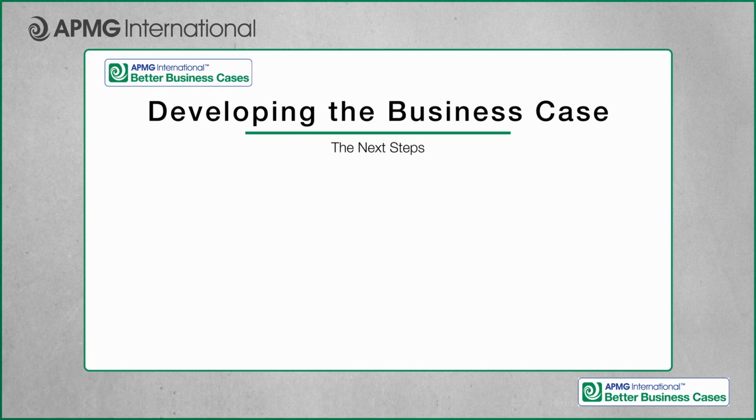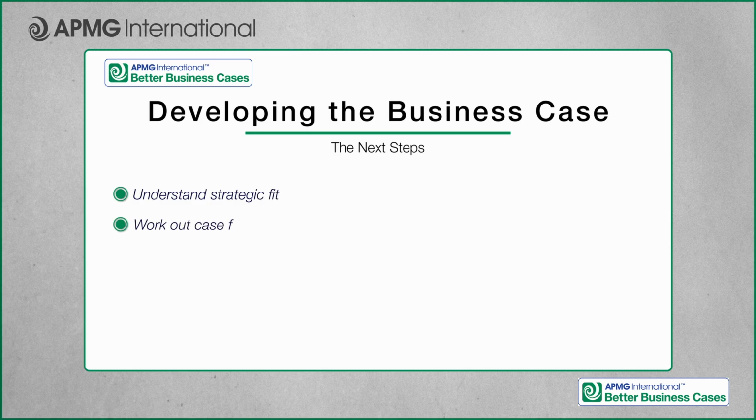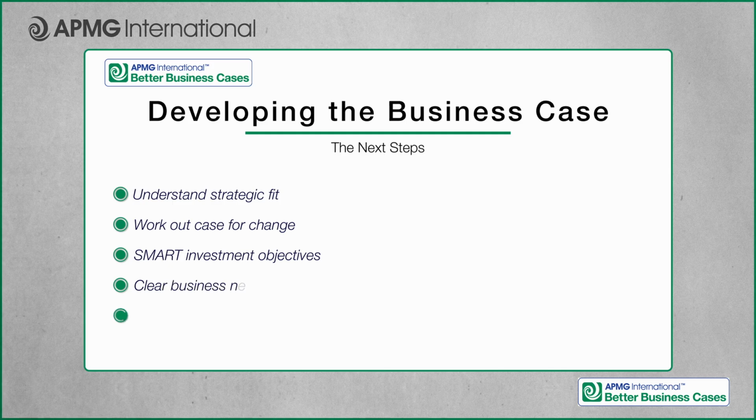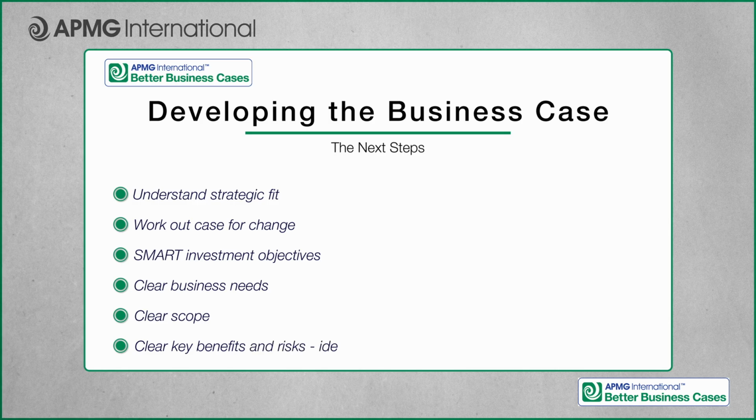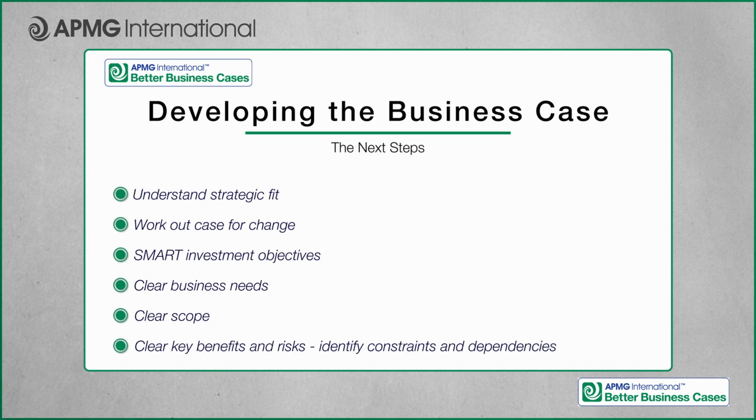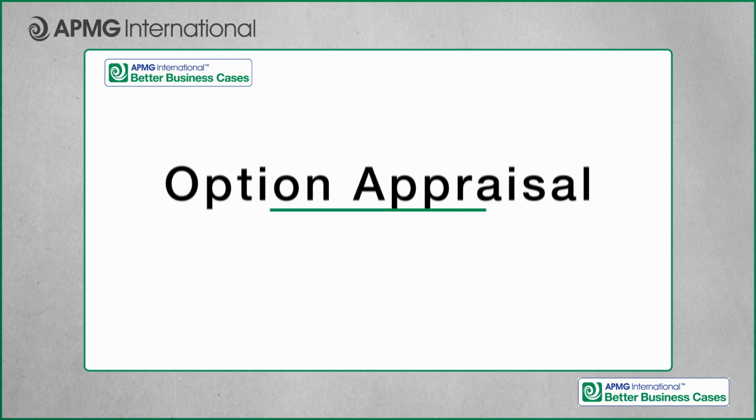Right. So you had a workshop to agree the 5 Ps, so you understand strategic fit, and to work out the case for change. So you've got SMART investment objectives, you're clear on what the existing arrangements are, what your business needs are, what the potential scope for the scheme is, what the key benefits and key risks are going to be, what the constraints are, and what the dependencies are, what has to be in place to make your scheme a success. Workshop 1. You then move on to option appraisal.